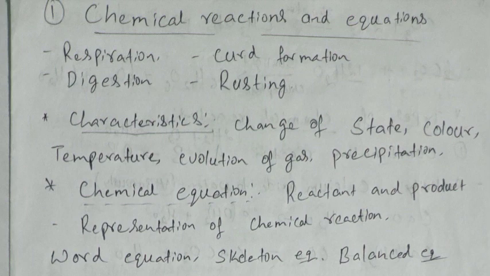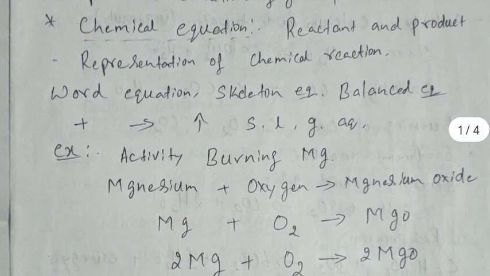Before going to the complete explanation of chemical reactions, we have to know about chemical equations. Equations are very simple. Chemical equations are symbolic representations of chemical reactions. In chemical equations, we know about reactants and products. Reactants are present on the LHS, and products we get on the RHS. A chemical equation is simply a representation of a chemical reaction.